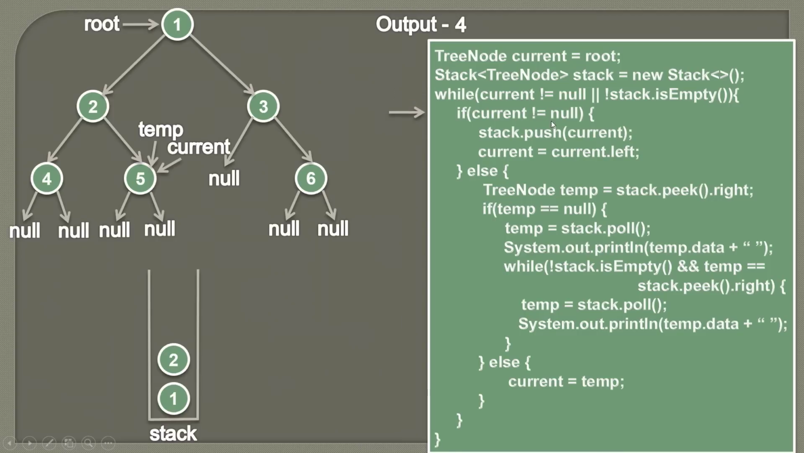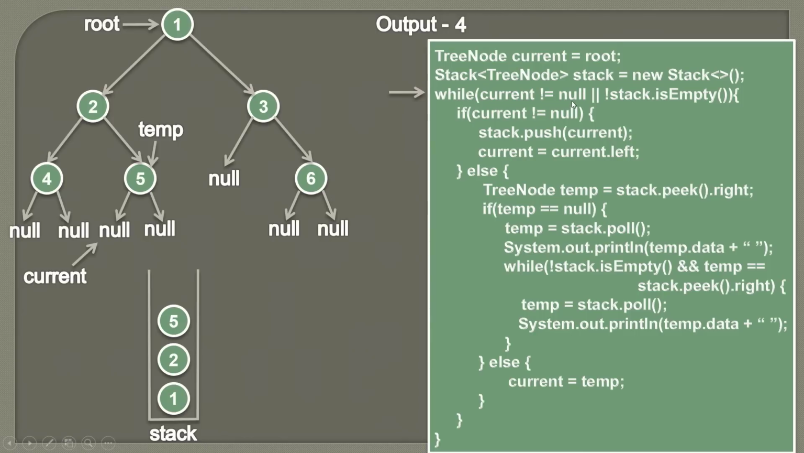And if the current is not equal to null, so this is the same case which we discussed here, that current is not equal to null. There can be a chance that this node has a left child. So what we do is, we first push the 5 on the stack, and then we go to its left by assigning current's left to current. So current will point to null.